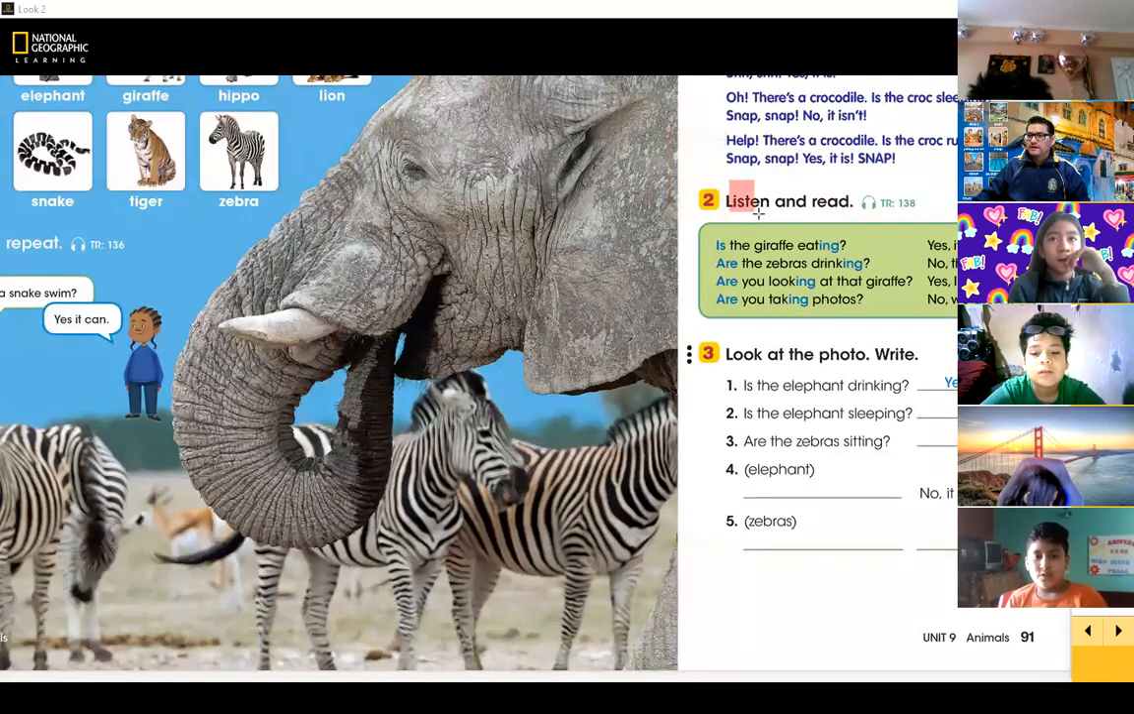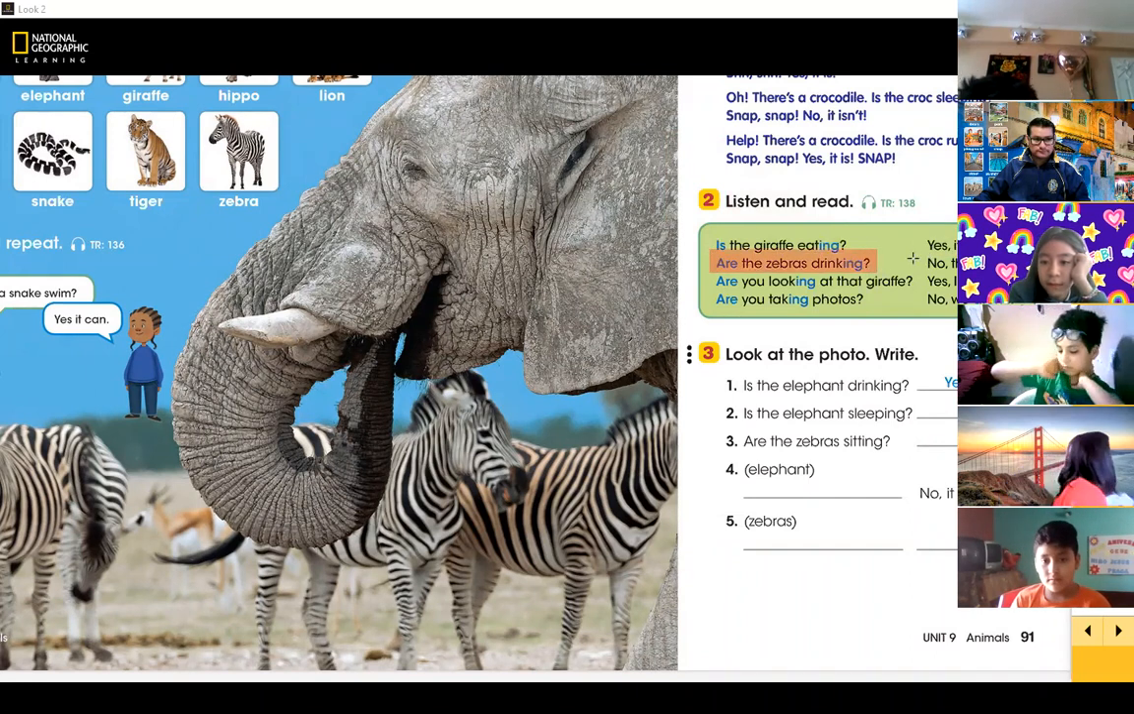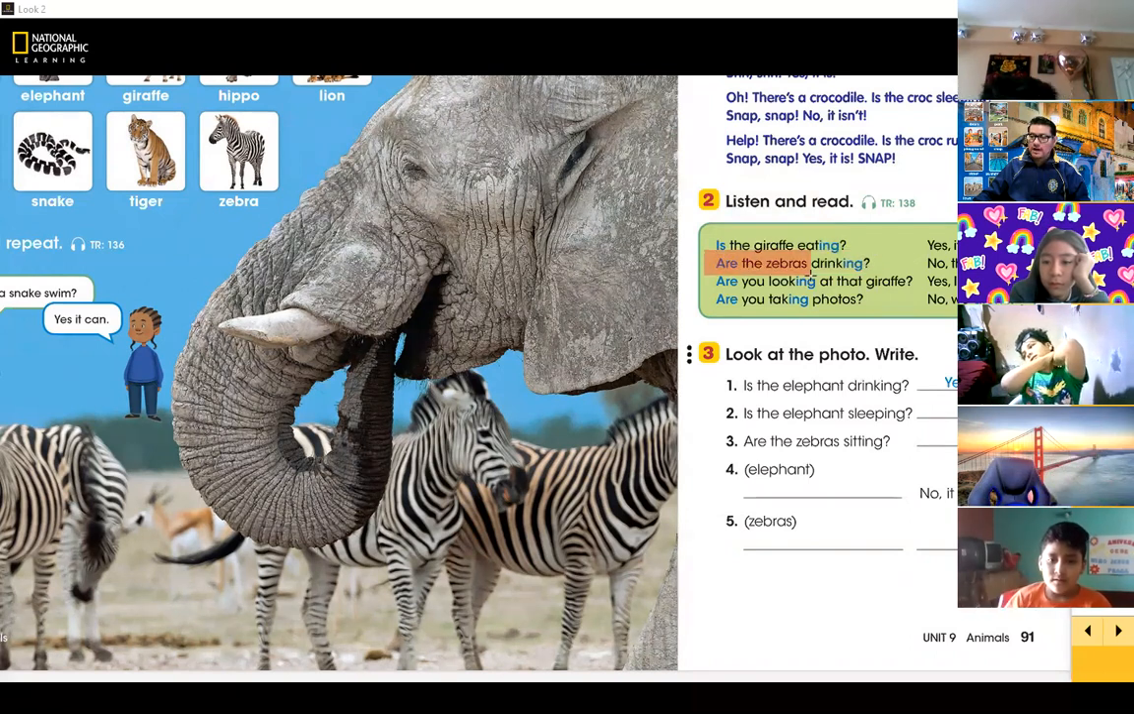two. Listen and read. Listen and read. Is the giraffe eating? Is the giraffe eating? Yes, it is. Yes, it is. Are the zebras drinking? Are the zebras drinking? Are the zebras? Are the zebras drinking? Drinking? No, they aren't. No, they aren't.